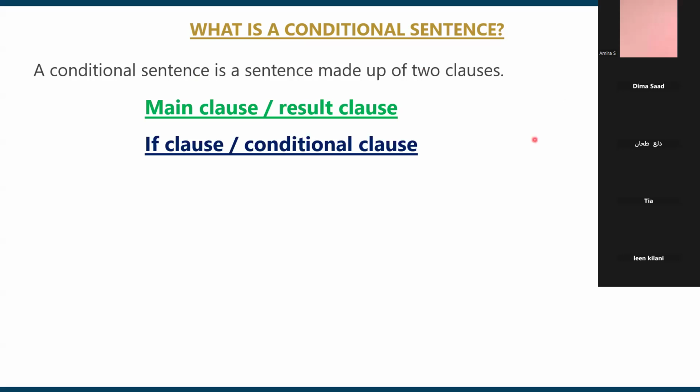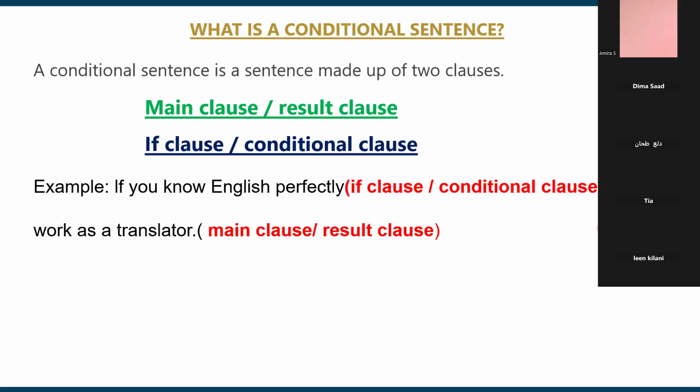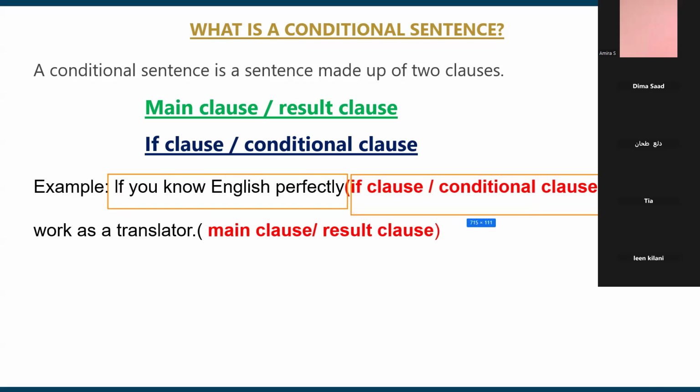I want you to read this sentence, Dima. Do not read what's written in red. Just read what is written in black. Go ahead. If you know English perfectly, you can work as a translator. Where is the first clause, Dima? If you know English perfectly. What do we call this clause? The main clause.